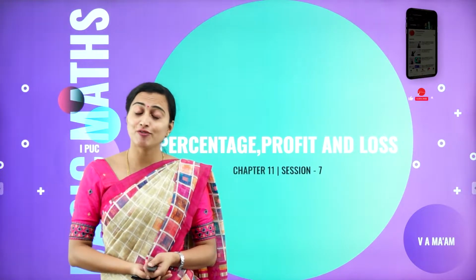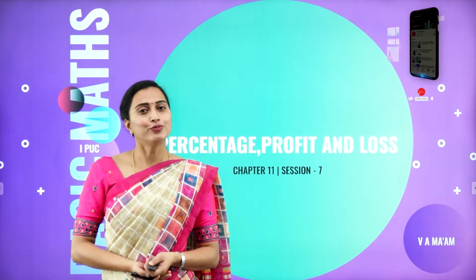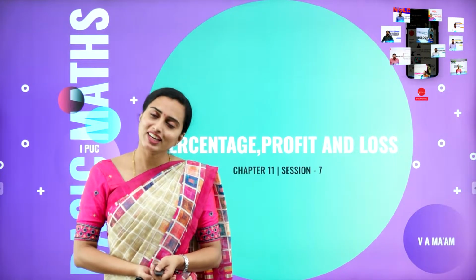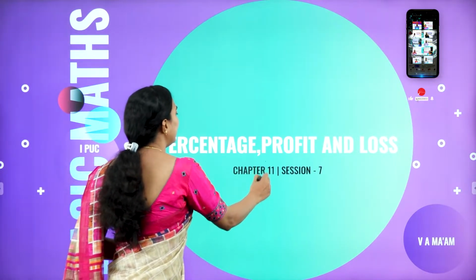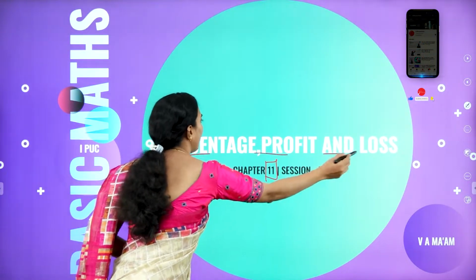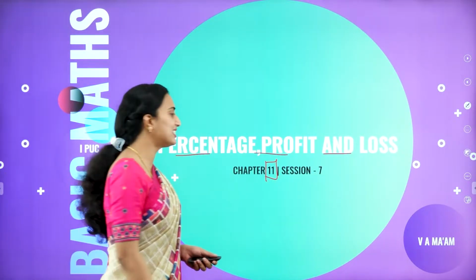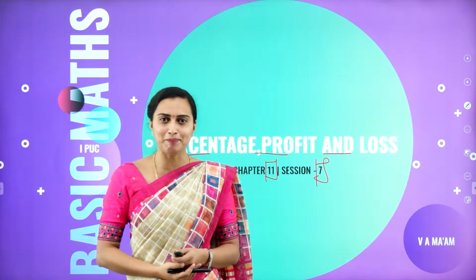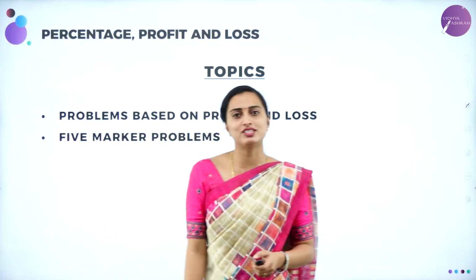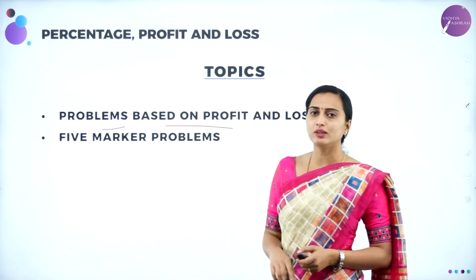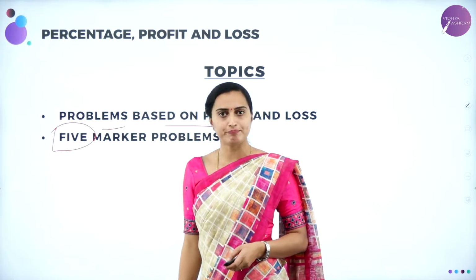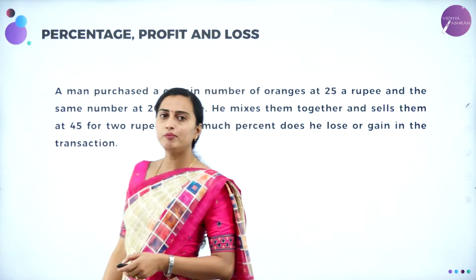In the last session, what we have learned are 3-marker problems of profit and loss. So in this session of chapter number 11, percentage profit and loss, here session number 7, which is the last session of this chapter, what are the topics we are going to study? The problems based on profit and loss, and here 5-marker problems we are going to have. So let us look into the problem they have given.